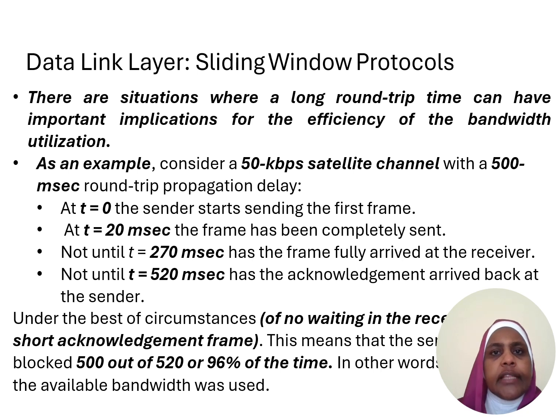In situations like long-distance communication, such as satellite communication, there will be a long round trip. That's to say, the data takes a long time to reach the receiver, and the acknowledgement takes as long to reach the sender. As an example, let us examine a 50 kilobytes per second satellite channel with a 500 millisecond round trip.